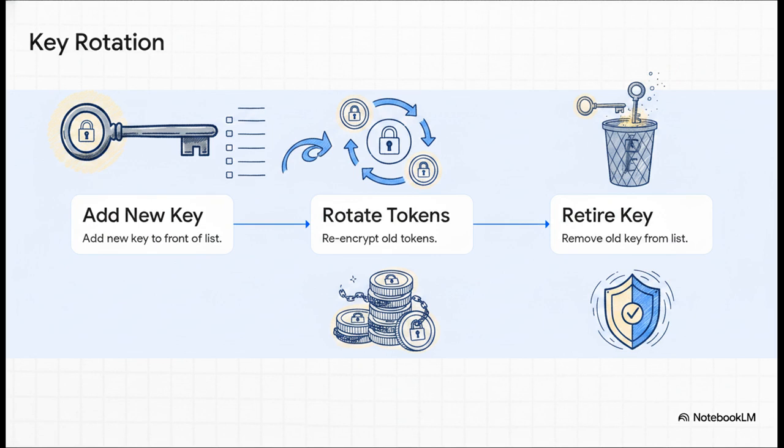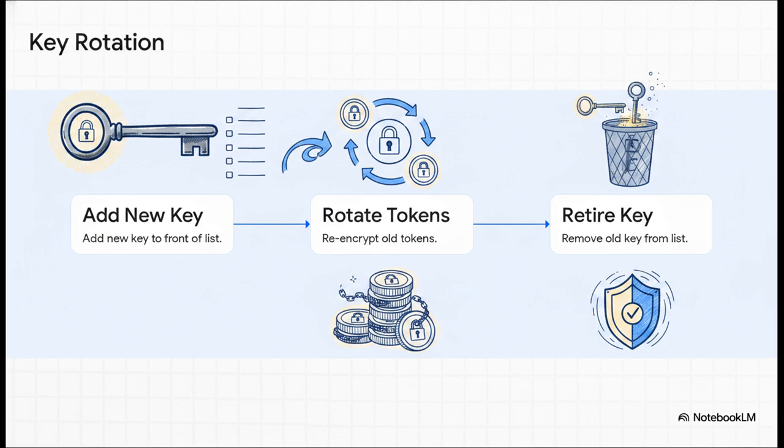Thankfully, the cryptography library offers a tool called MultiFernet that makes key rotation a simple three-step process. First, you generate a new key and toss it right at the front of your active key list, so all new data uses the strongest key. Second, you rotate your old tokens.